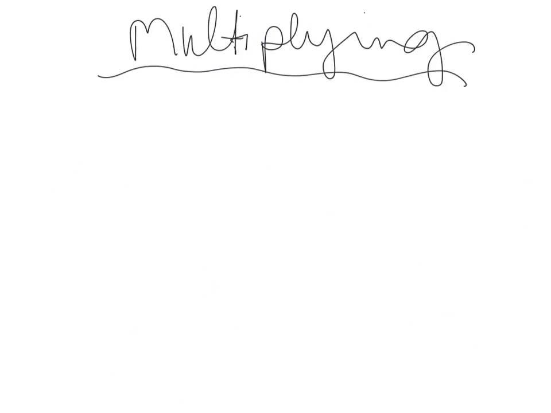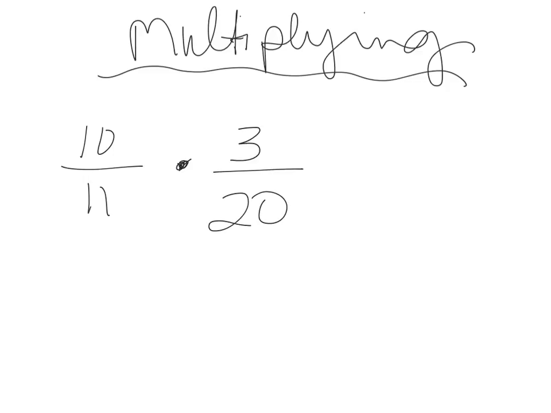Okay, now we're going to multiply some fractions, which is my favorite to do. Let's say we've got 10/11 times 3/20. Now, when you multiply fractions, you have an option. You can just dive right in and multiply straight across, or, to make your life easier, you can check and see if you can reduce the fractions before you multiply.